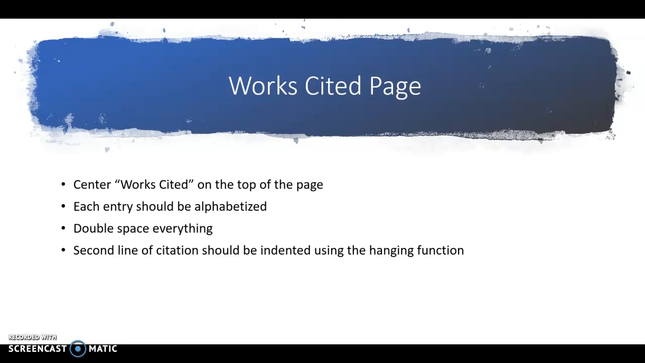Each entry on your works cited page, you'll have a separate entry for each source. They should be arranged alphabetically. So whatever the first word is of that citation, alphabetize according to that. Like the rest of your paper, your works cited page should have double-spaced everything. For each new entry, each new citation on your works cited page, you should have it be all the way over to the left, but then any line above one line, so more than one line, should be indented using the hanging function on Microsoft Word. And I'll show you how to do that in this video.